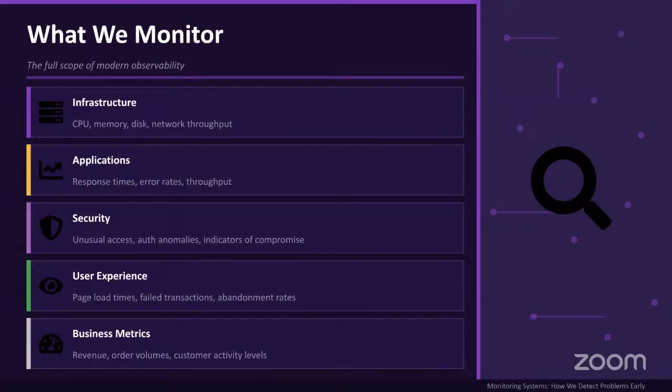Another important area is user experience. Things like load time, when you try to load a page, whether it's loading very fast or it failed. So that is what we monitor before users experience something like that. And finally, we have the business metrics like user activities or transactions. We also monitor that.